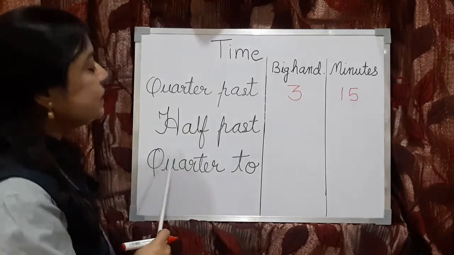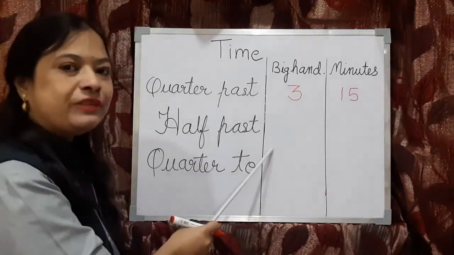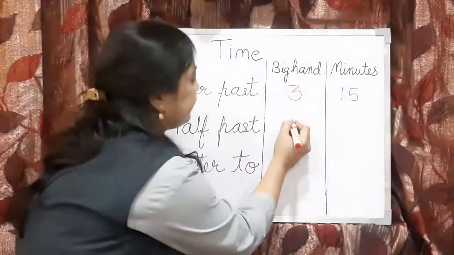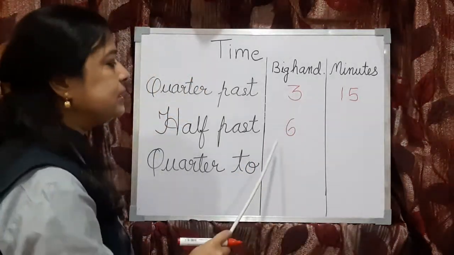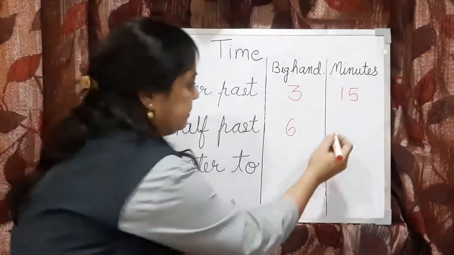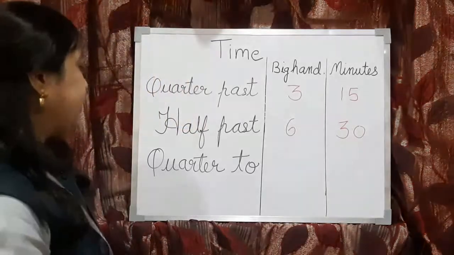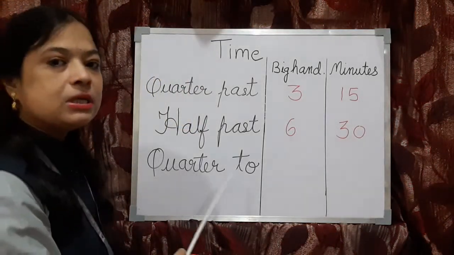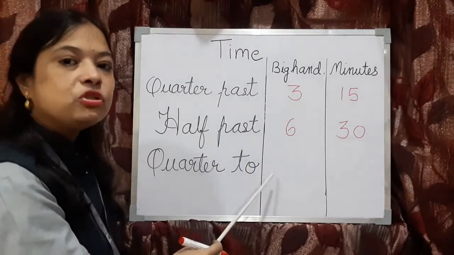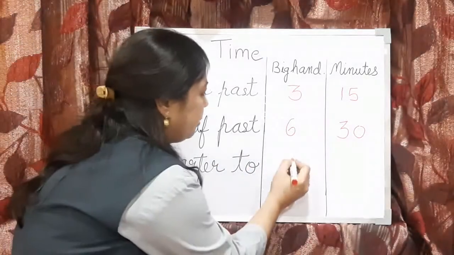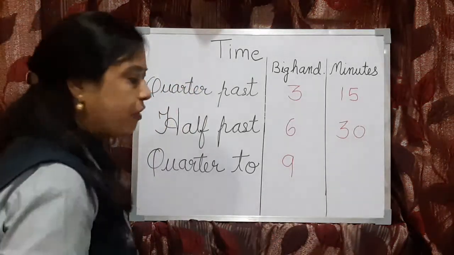The next is half past. In half past the big hand comes to which number? 6 number. And what minute is there on 6 number? 30 minutes. Okay. Next is quarter to. In quarter to, the big hand comes to which number? 9 number. And what is the minute over there?